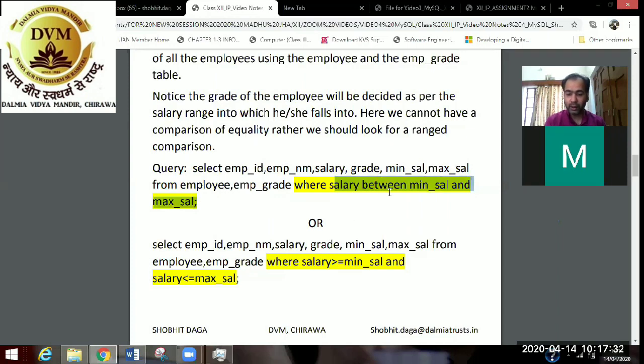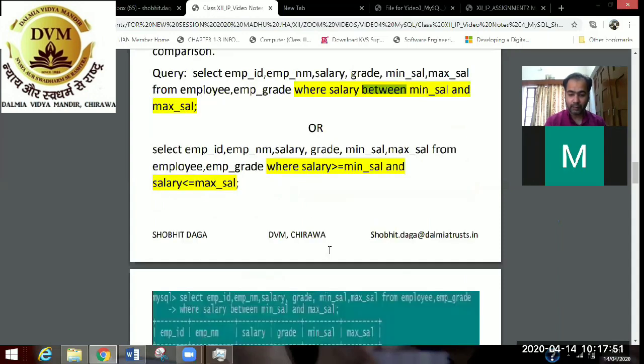As we already know, the between condition can also be replaced with the help of greater than equal to and less than equal to conditions. And the very same thing has been done over here in the OR portion. Either of these two queries can be used and we will get the very same answer.